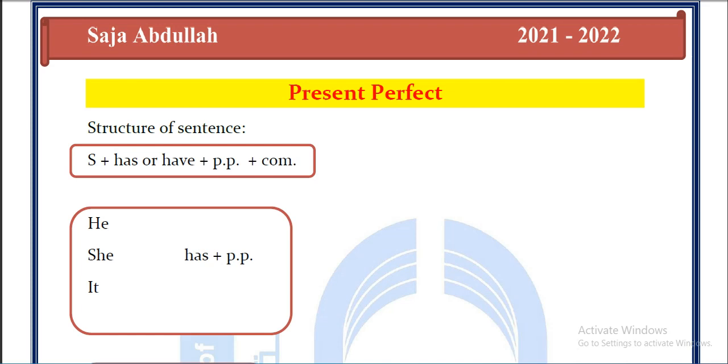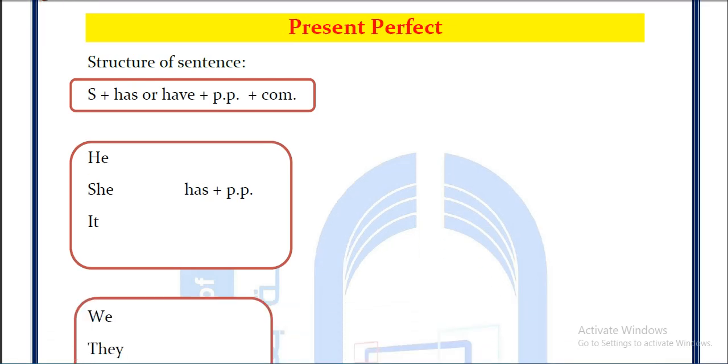For example, he has grown impatient over the last hour. The structure should be what? Auxiliary, have or has, plus past participle plus complete sentence. And according to the subject, we take has or have. If we have singular, he, she, it, we should take has. But if we have a plural, they, we, you, I, we should take have plus past participle.